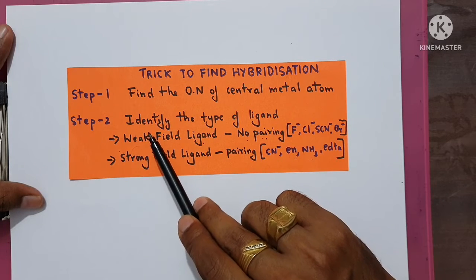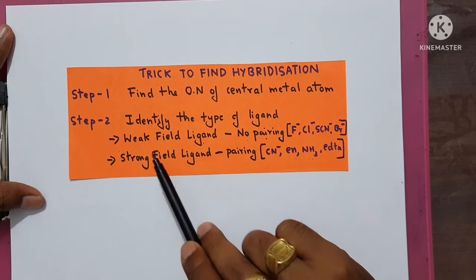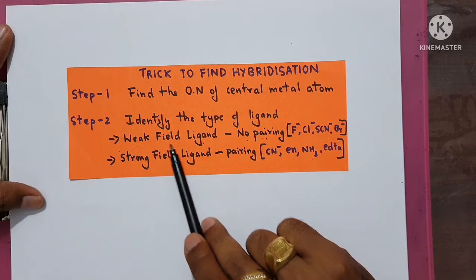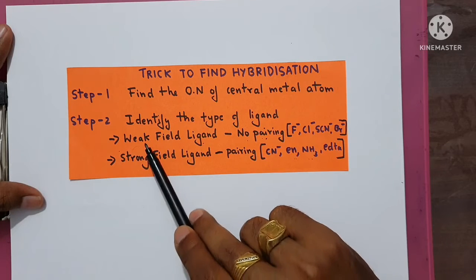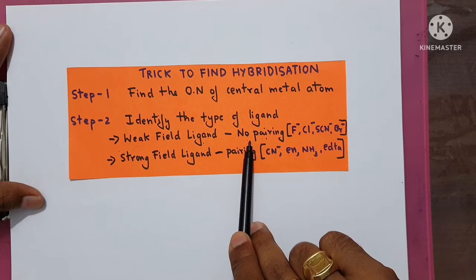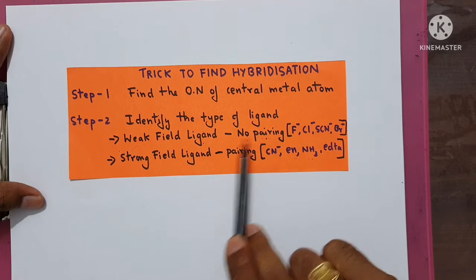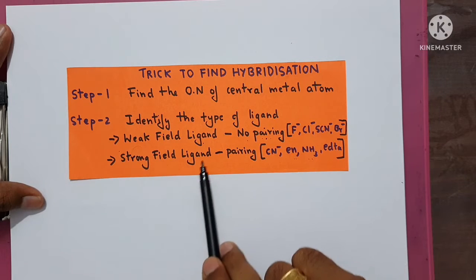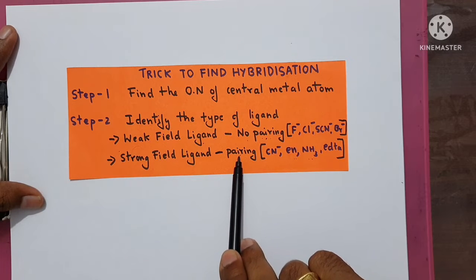Step number 2: identify the type of ligand. There are two types of ligand, children. One is a weak field ligand, the other one is a strong field ligand. Whenever there is a weak field ligand, the electrons of the central metal atom do not undergo pairing. No pairing takes place. Whenever there is a strong field ligand, the electrons of the central metal atom undergo pairing.